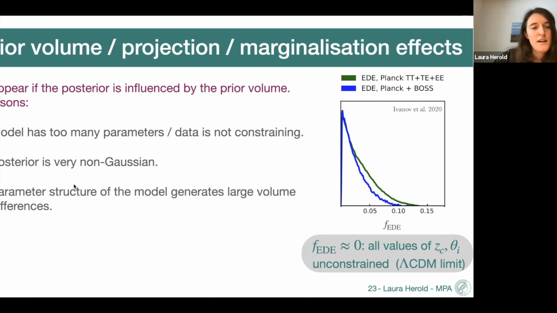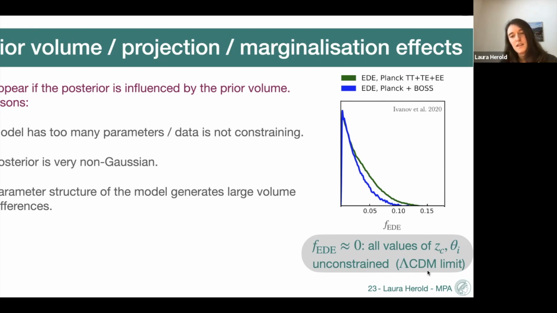Then also, the parameter structure of the model can generate large volume differences. This happens in the EDE model when the fraction of early dark energy goes to 0, so no early dark energy. Then the two parameters that describe the EDE model further, the critical redshift and the initial value of the scalar field, are completely unconstrained, and one recovers the lambda CDM limit. However, one recovers the lambda CDM limit with essentially two extra dimensions.